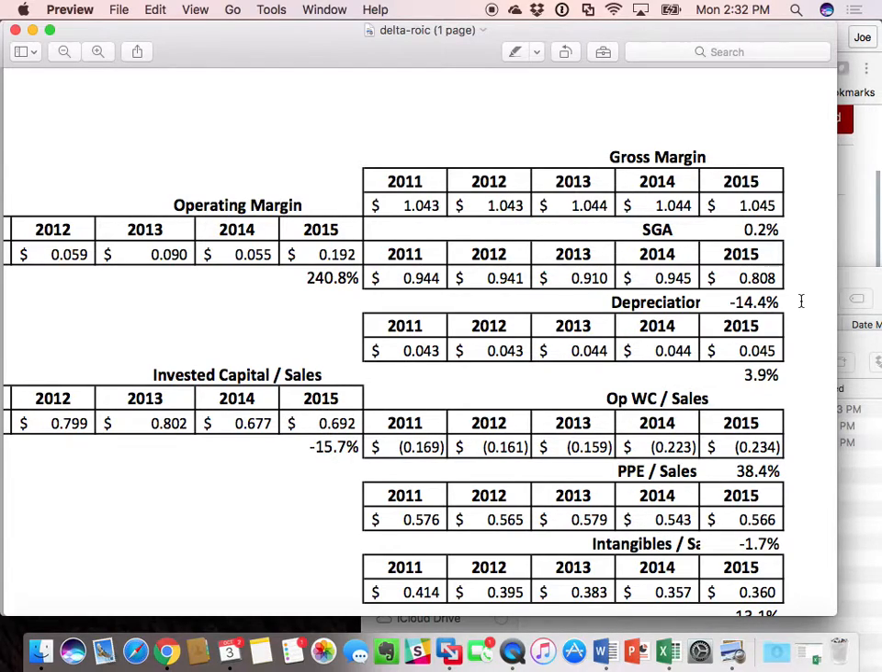Can it be because they're getting a subsidy? It's whatever that other revenue is. Okay. So they're getting some other revenue.